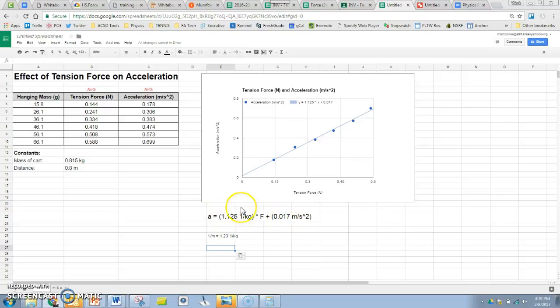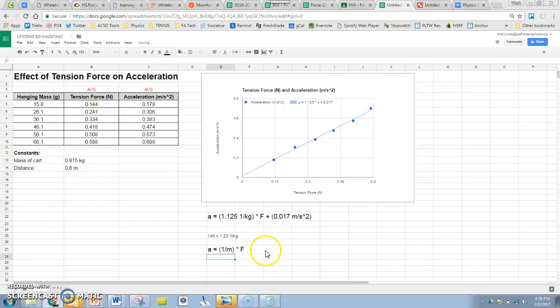So if I plug in 1 over mass right here, I get what is possibly a more general form of this equation. Acceleration equals 1 over mass times the force. So it's beneficial to know that's what the slope represents, because that can help me write a more general form of the equation, which can then be utilized later.